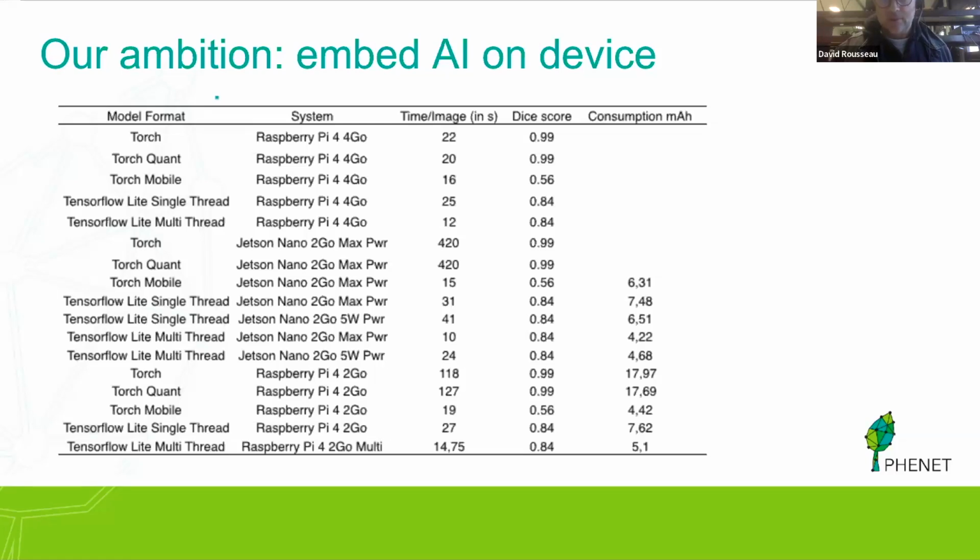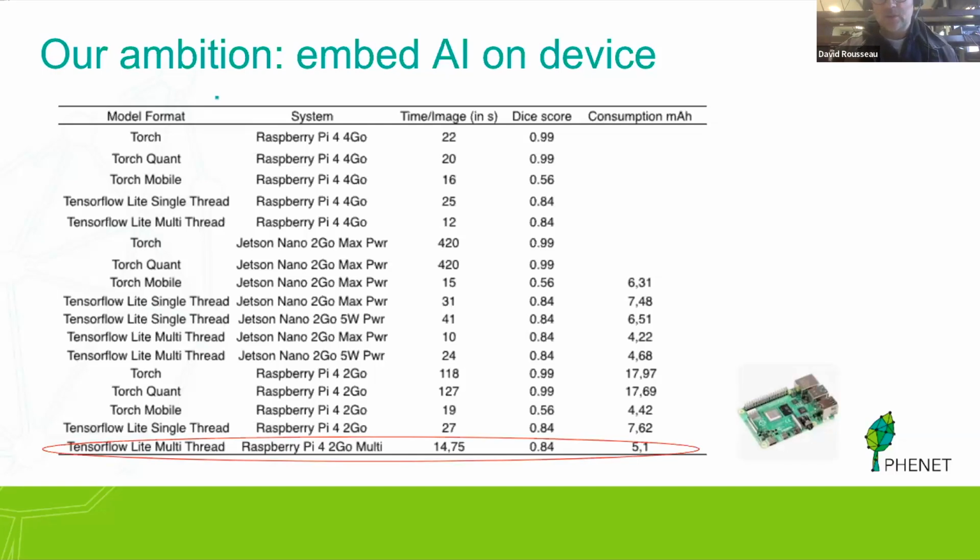We also tested them with libraries of AI for machine learning, which can be lighter than what you use when you work on a cloud. So you have here typically the consumption in milliampere per hour, and also the typical time to process one of the images. You see that, depending on the amount of RAM and the power of the mini computer, there is quite a variation. One of the best is this system, a Raspberry Pi 4, 2 GB multi-threaded, where we have only 15 seconds to process an image.